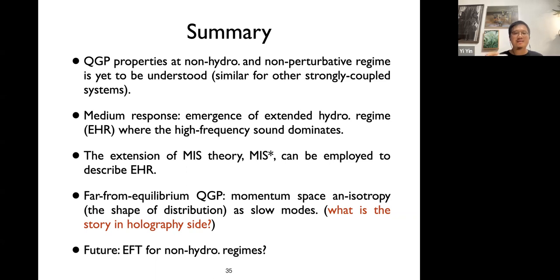In future, I think there are many important things we need to do, because identifying the slow mode is only the first step. Naturally, the next important step is to construct some EFT-like theories for the non-hydrodynamic and non-perturbative regions. With such an EFT, we can use the full toolbox of field theory. We can also take into account the effects of fluctuations, which I have not yet addressed at this moment. So thank you.